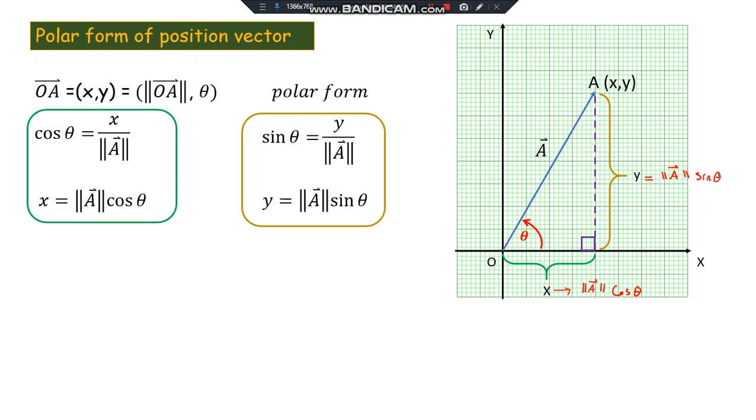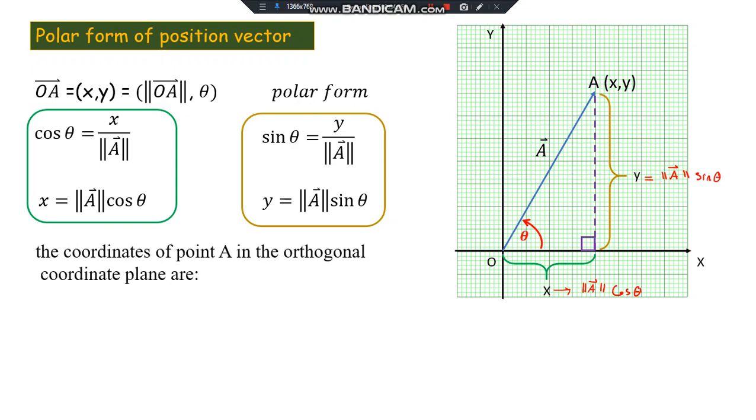And this is an important note. If we want to find x, which is adjacent, it will be the norm of the vector A multiplied by cosine theta. And if you want to find y, which is opposite to angle theta, it will be norm of A multiplied by sine theta. The coordinates of the point A in the orthogonal coordinate plane are x equals norm A multiplied by cosine theta and y equals norm A sine theta. And if you want to find the measure of angle theta, we can use the rule tan theta equals y over x. So we can find the measure of the angle theta.